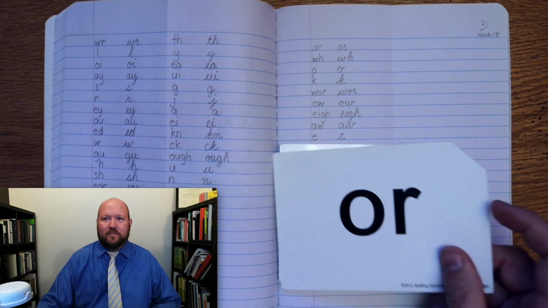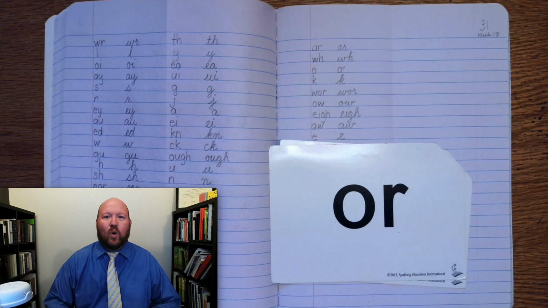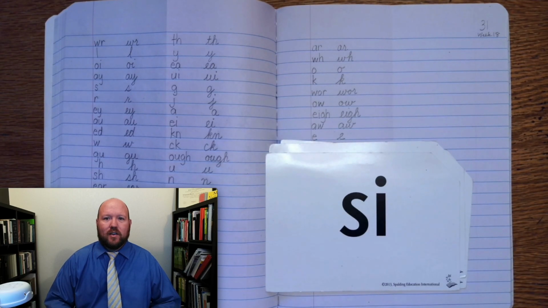Ooh, or, sh, zh. When may I use this? When it follows an S in the base word, replaces an S in the base word, or it says z.